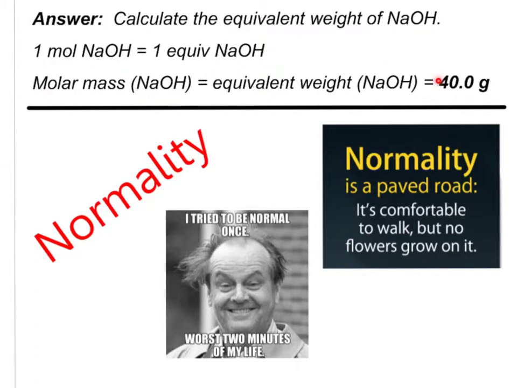Now, we're going to look. We needed to do this so that you could understand equivalence, so that you could calculate a new unit of measurement here called normality. Normality is not being normal. It doesn't have anything to do with what you might think of as normal in real life. In chemistry, it means something quite different. Let's look and see what it means.